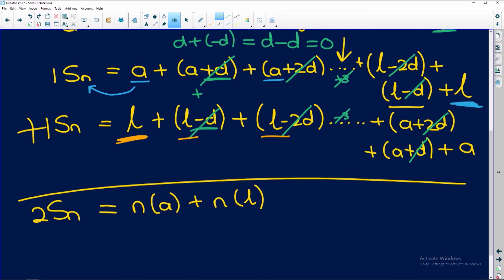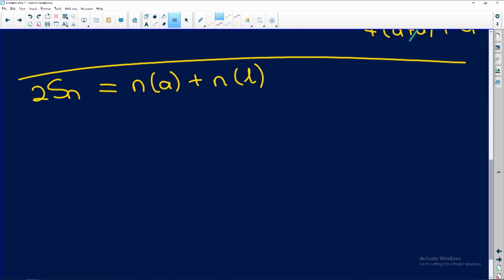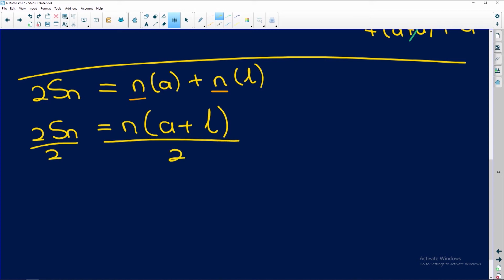So if I expand on this, 2Sn is equal to, if I take out n as a common factor in both of those, n into A plus L. Then, to get Sn on its own, if I divide both sides by 2, I'm going to get that Sn is equal to n over 2 into A plus L.